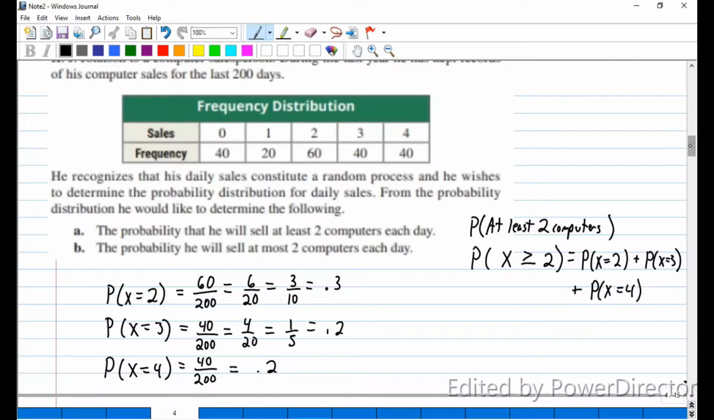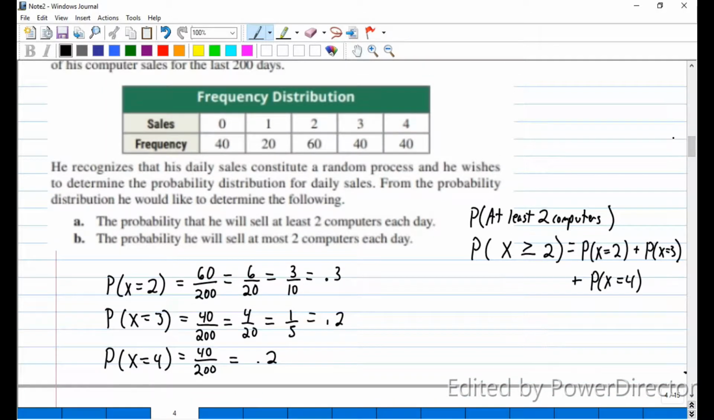So the probability that this salesperson will sell at least 2 computers is going to be equal to 0.3 plus 0.2 plus 0.2, or 0.7. So what does that mean? That means there's a 70% chance that this salesperson will sell at least 2 computers.